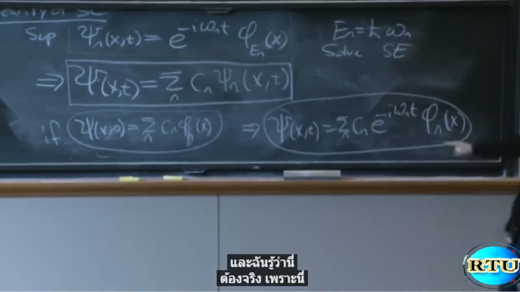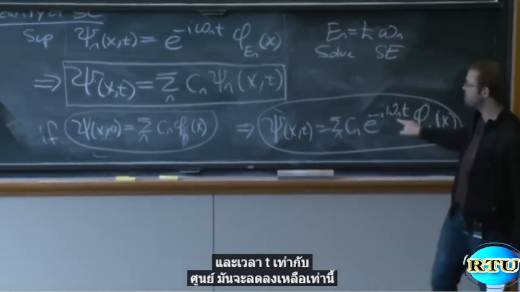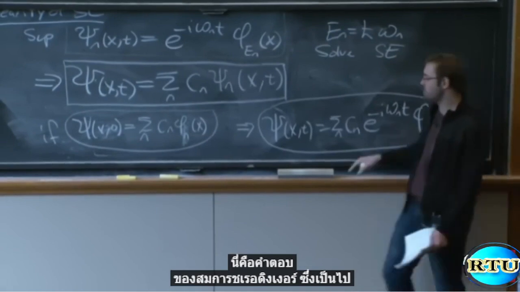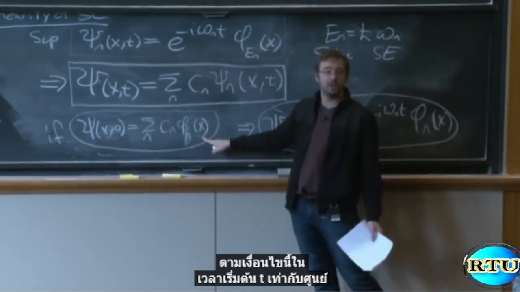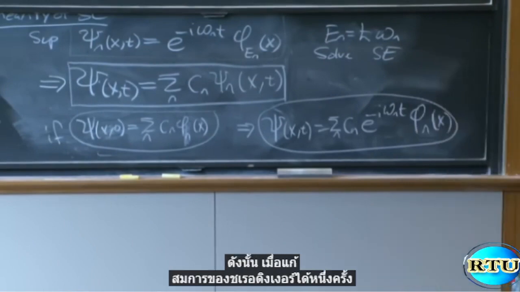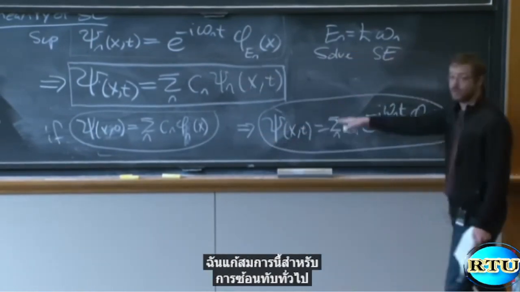And I know this has to be true because this is a solution to the Schrodinger equation by construction, and at time t equals 0, it reduces to this. So this is a solution to the Schrodinger equation satisfying this condition at the initial time t equals 0. Cool? Don't even have to do a calculation. So having solved the Schrodinger equation once for energy eigenstates allows me to solve it for a general superposition.